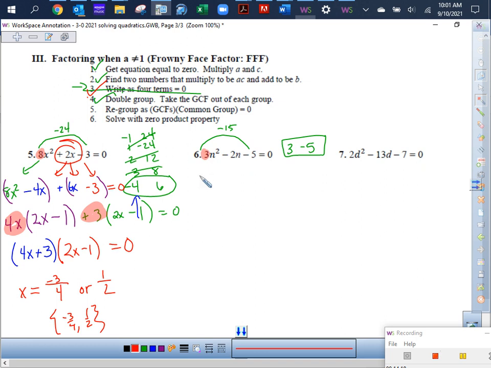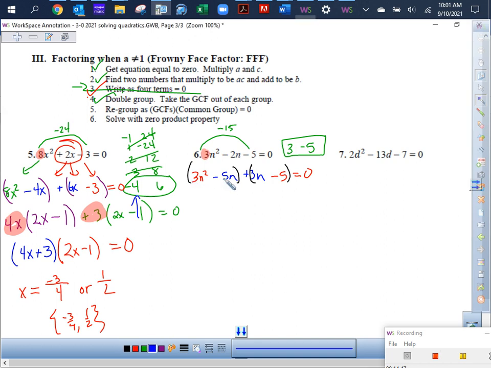Four terms. So leadoff guy, 3n squared. Bring these guys down. I'm going to do the minus 5n first and the plus 3n second. And then bring your caboose, the minus 5. Keep him equal to 0. Then double group. So these two guys become a group of their own, and these two guys become a group. Let's take the GCF out of each group.